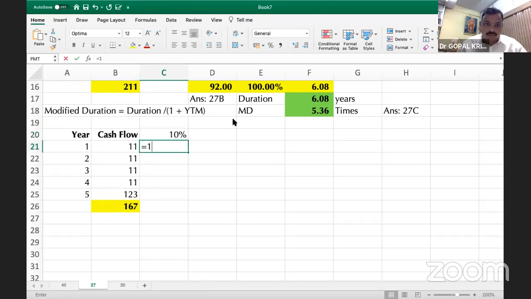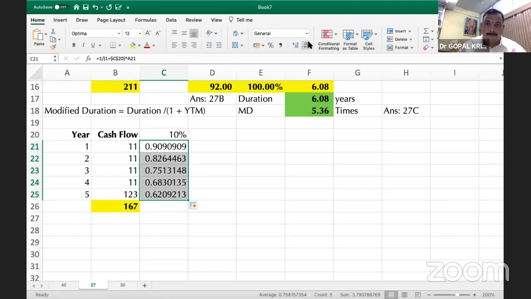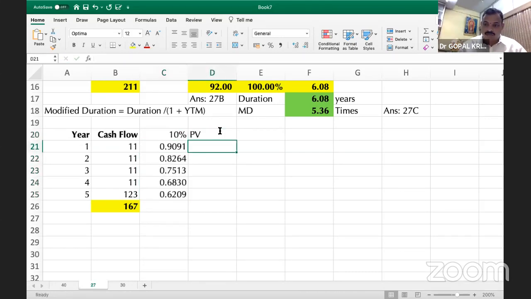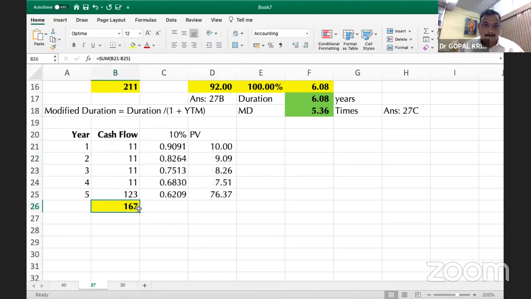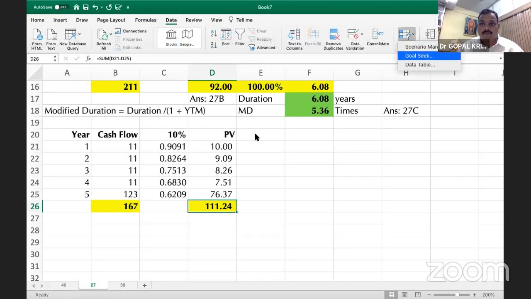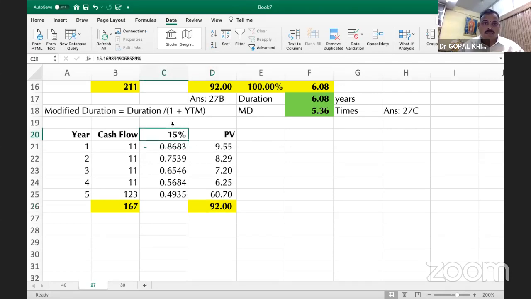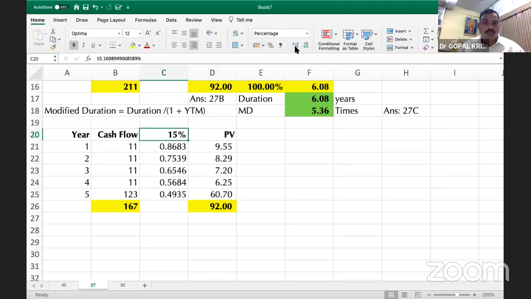So I'll work out for 10%. I'll freeze this. So present value, this into 90. What's the total? Now what I will do, I will change this to 92. If this is 92, then what will be the rate of return? The rate of return is 15.1699 or 15.17. This is called yield to call.